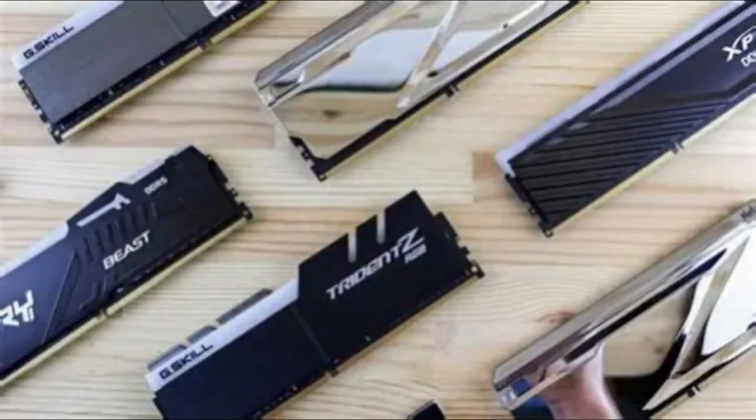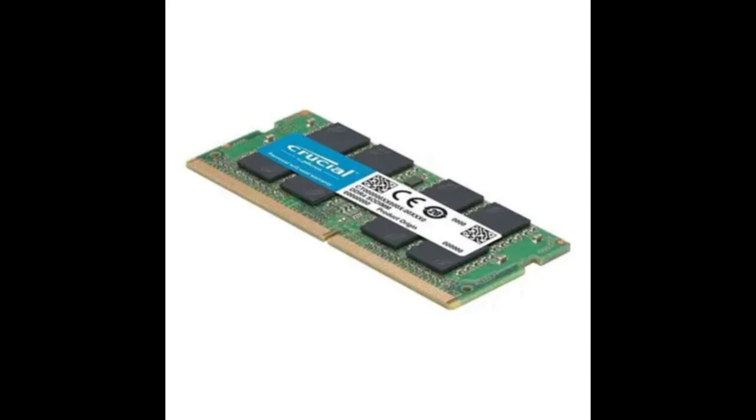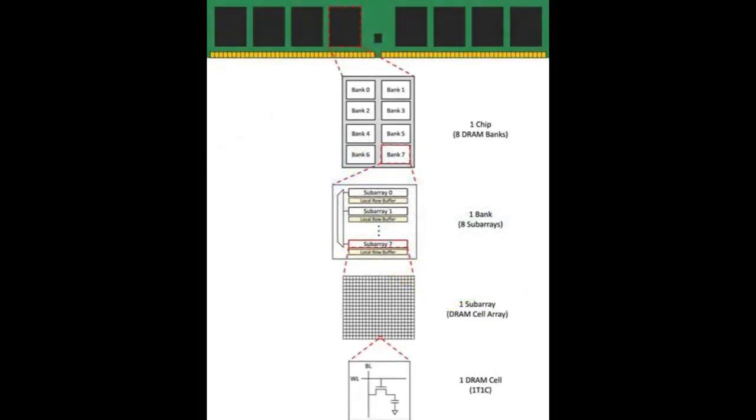RAM stands for Random Access Memory. The system's short-term, high-speed working memory. It stores the data and instructions that your CPU is actively using right now. Unlike your SSD or hard drive, RAM is volatile, meaning everything inside of it disappears when the power is removed.